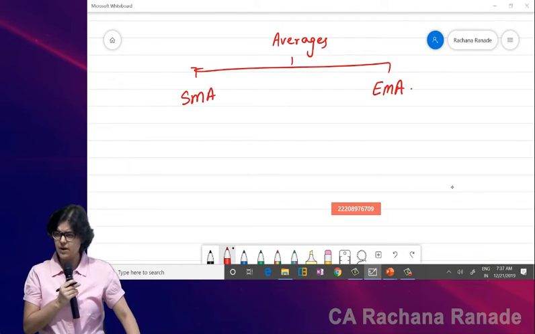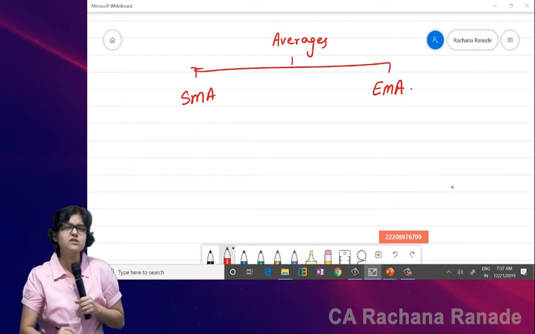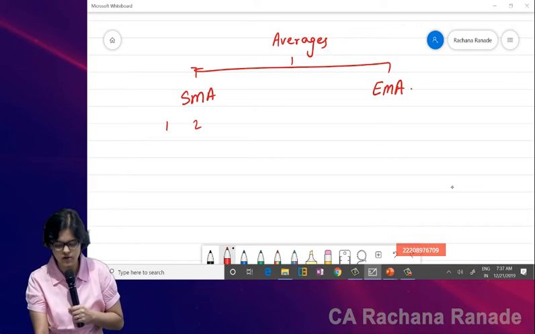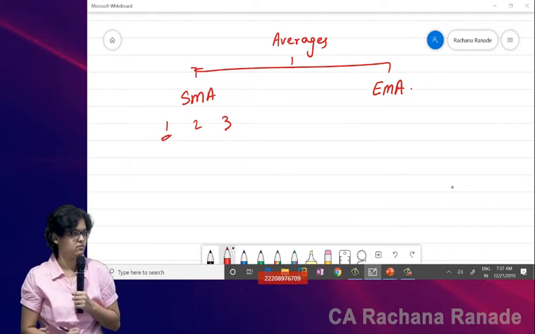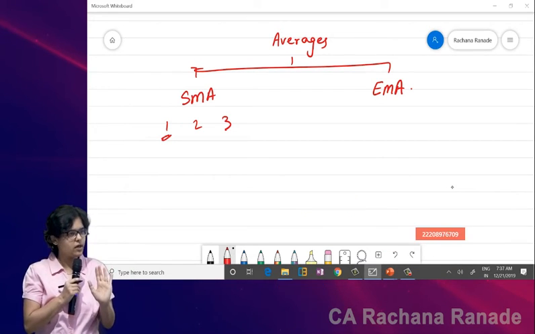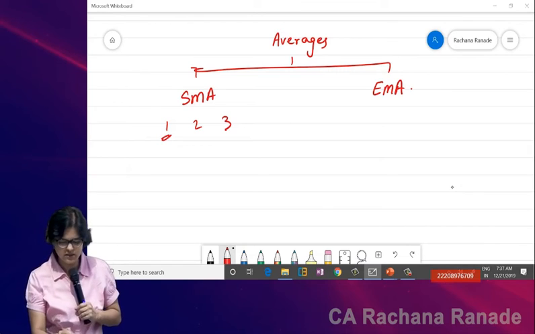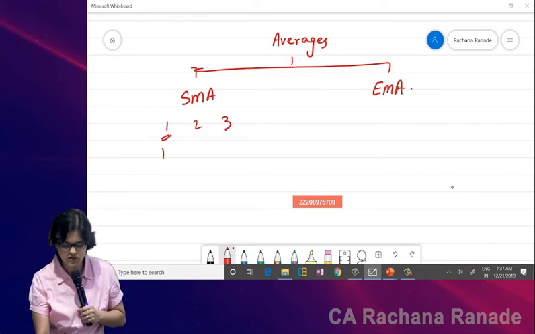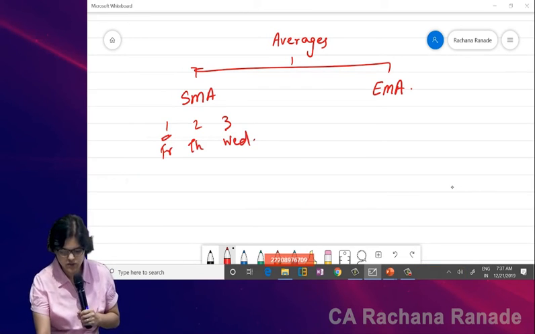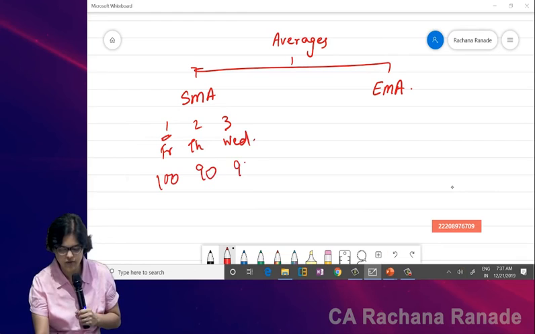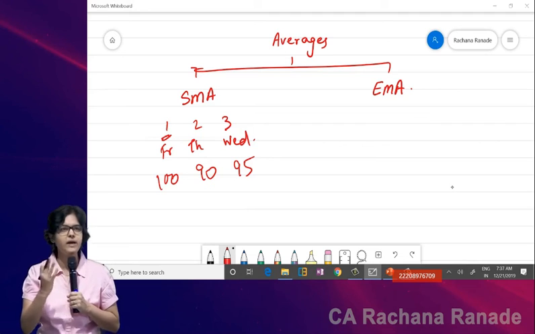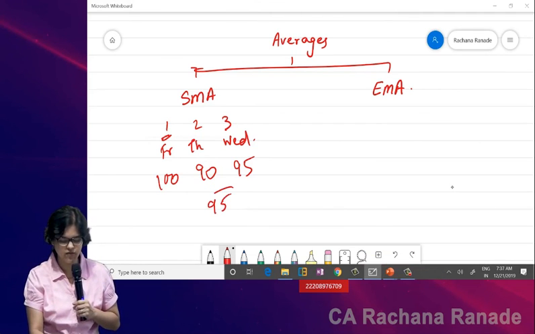In simple words, what happens? Let us understand. Let's talk about a 3 days average so that you can understand the concept very easily. Let us say day 1, day 2, day 3. This is the latest day, day 2 is the previous day, day 3 is its previous day. Instead of that, let us take this as today is Saturday. So this is Friday's data, Thursday's data, and Wednesday's data. Assume this is 100, 90, 95. How would we calculate the average? 100 plus 90 plus 95 divided by 3, and we would come to 95 as a simple moving average.